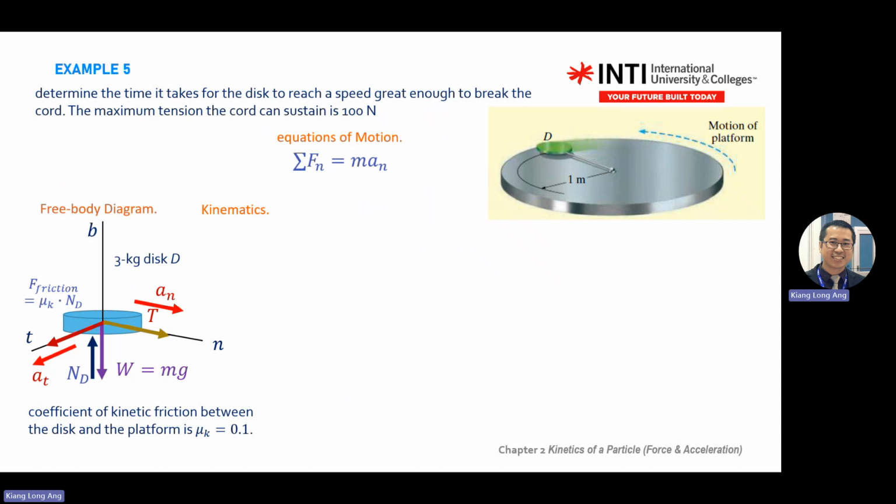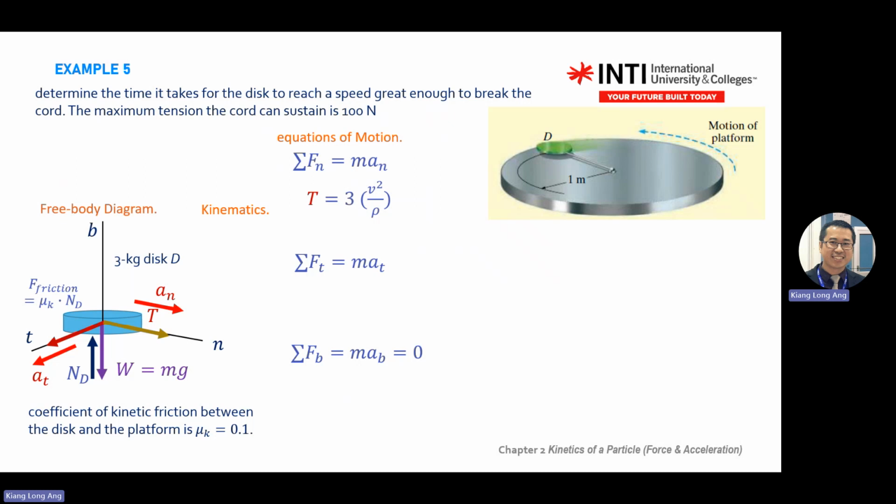T. You only have T. This is normal, this is tangent, this is B direction. So you have three equations there: normal, tangent, and B direction. Each direction gives you one equation, F equal to ma. All right. So then you summarize what you have in your free body diagram.